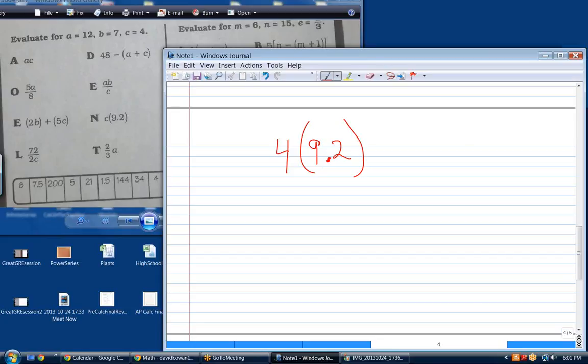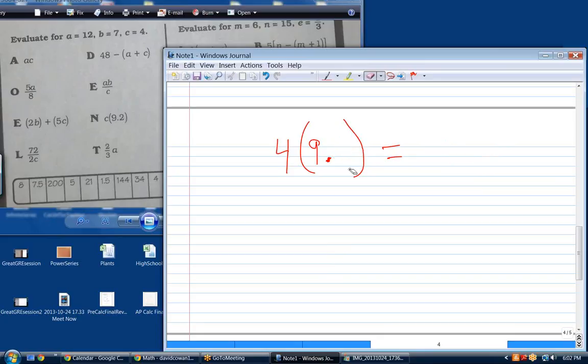Can you multiply this from left to right instead of right to left? You could, because 4 times 0.2 is less than 1, and I know that. Which means I can multiply the 4 times the 9 to get 36. Now the 4 times the 0.2 is 0.8. Really easy to do. Much easier than the normal method.